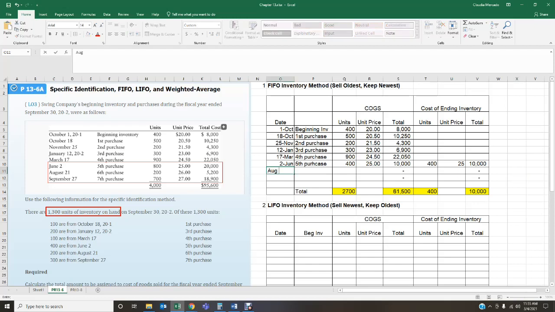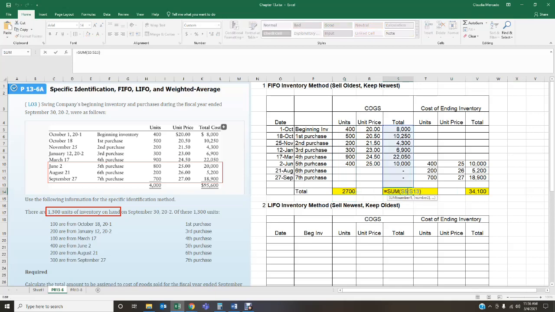Now we go to August the 21st. That's my sixth purchase. I have 200 units, and these are 200 units that we still have. So whatever units you have in your ending inventory, you're going to put on these last three columns. 200 at $26, that is $5,200. And last but not least, we have our last transaction going on September 27th. This is my seventh purchase. I have 700 units at $27 a piece. That gives me $18,900.